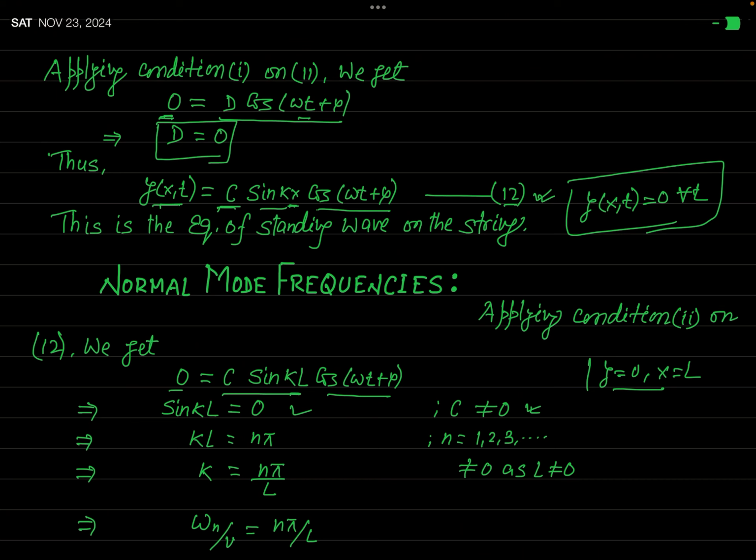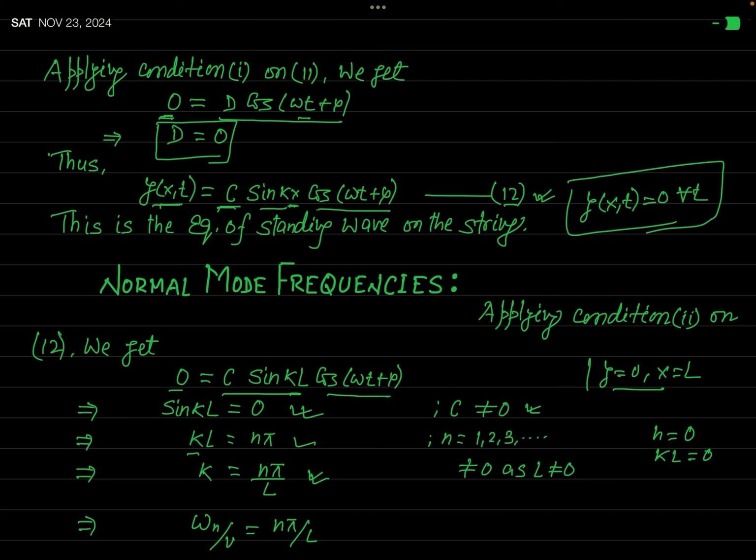Now, when sine kL is equal to 0, the general value of kL will be equal to n pi, and therefore k will be equal to n pi over L. Here, n has values 1, 2, 3, 4 and so on. But mathematically, when n is equal to 0, then kL will be 0 and this equation will get satisfied. Mathematically that is all right, but physically it is not possible.